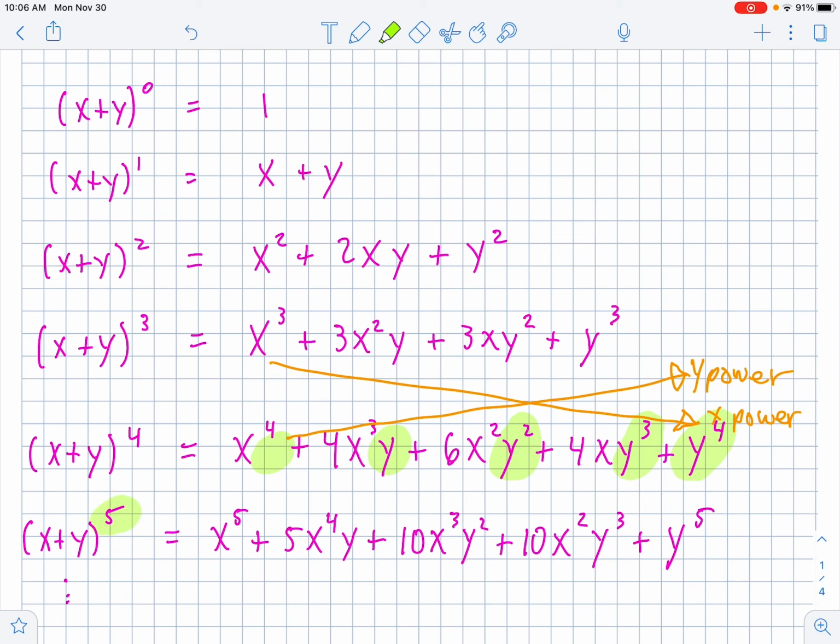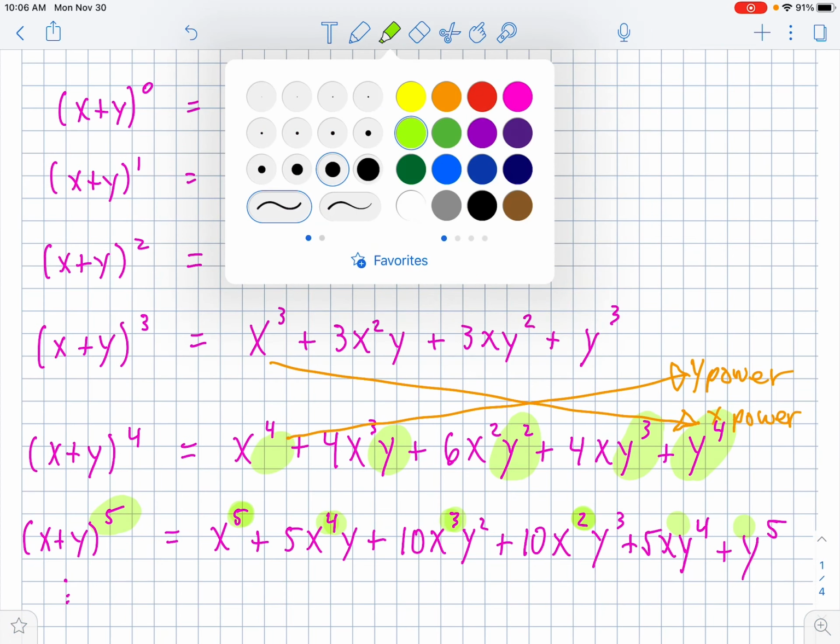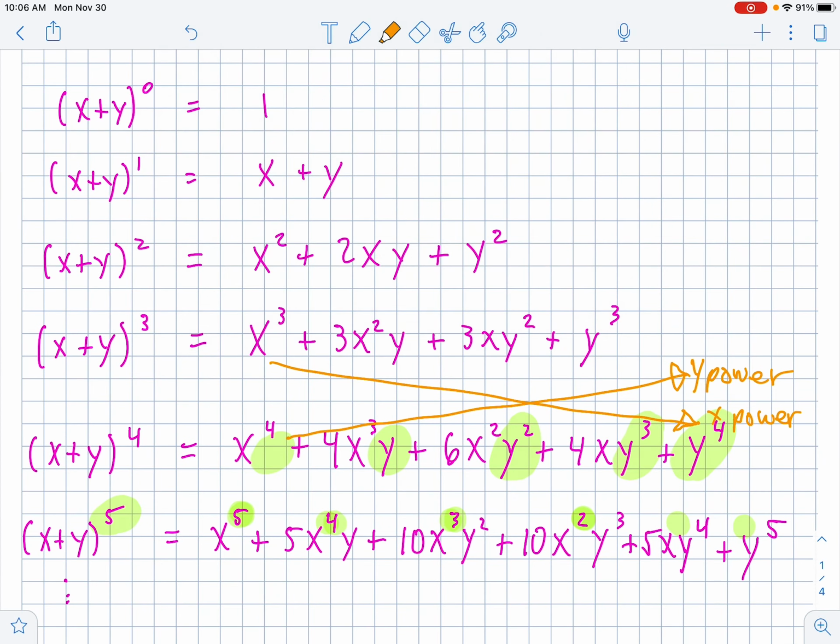You can see that in the x plus y to the fifth example, that it goes x to the fifth, x to the fourth, x cubed, x squared. Oh, I messed up. Yeah, you did, buddy. Sorry. There should be another term in here. It should be 5x to the 1 power, y to the 4th power, then a y to the 5th. My bad. So yeah, the x powers go 5, 4, 3, 2, 1, and 0. The y powers, let's do a different highlighter, go 0, 1, 2, 3, 4, 5.